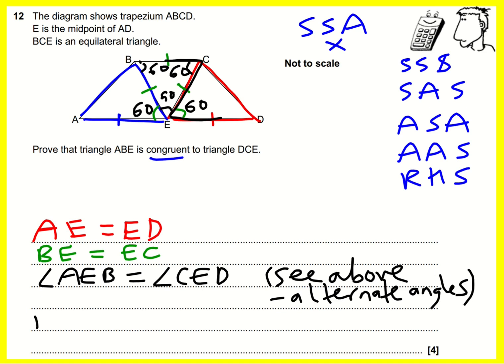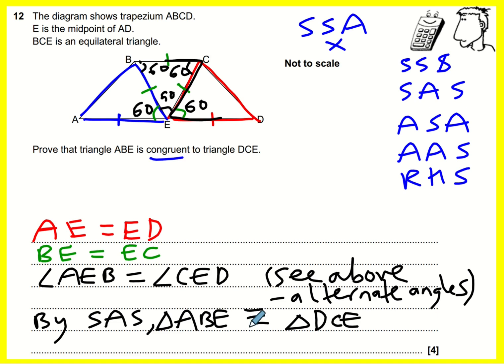And finally, I just need to make a conclusion. By SAS, triangle ABE is congruent to triangle DCE. You can write it in words, but this is a fancy way of writing congruent in symbols.